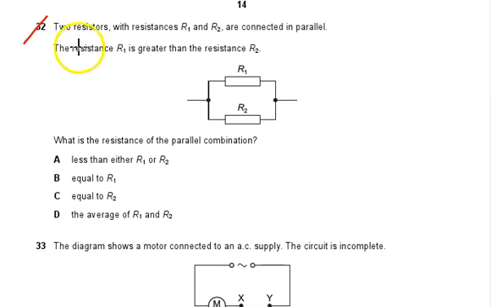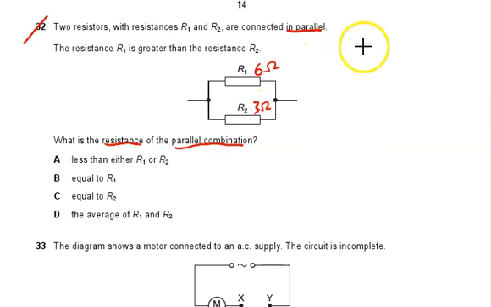Okay, 32. Two resistors with the resistance R1 and R2 are connected in parallel. The resistance R1 is greater than the resistance of R2. What is the resistance of the parallel combination? So it should be, okay, for example, if we have a doubt on this, we just have to make it like 6 ohm, and here about 3 ohm. Then we do the calculation.